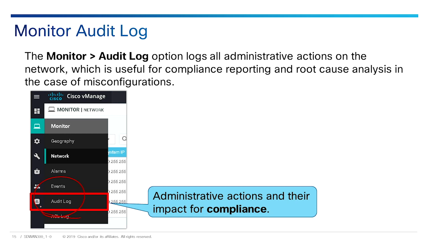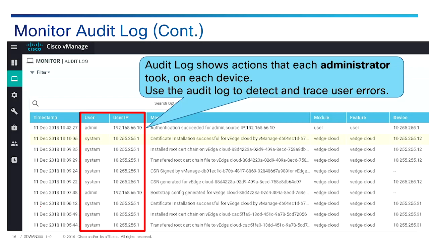for misconfigurations. So the audit log is going to be focused on the administrator. Each action is going to be logged with a timestamp and details on what that administrator did. This information is useful for tracking back to misconfigurations, and it's also a mandatory feature for compliance. Who did what, to what, when. So here's the user they logged in as, what IP address they came from, and what did they do. So you can see they installed a certificate, they installed a root certificate, transferred a root certificate, etc.